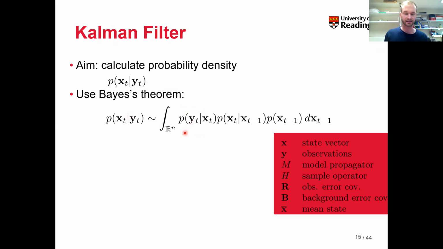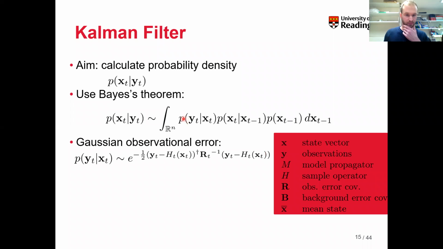In this case, this conditional probability, so the probability that you get a certain set of observations given a certain true model state, is just your observational error. And we usually assume those observational errors are Gaussian. So Y is the observed value and H is the observation operator that maps your model state to a set of predictions for the observations, with the difference between the two being the observational error.